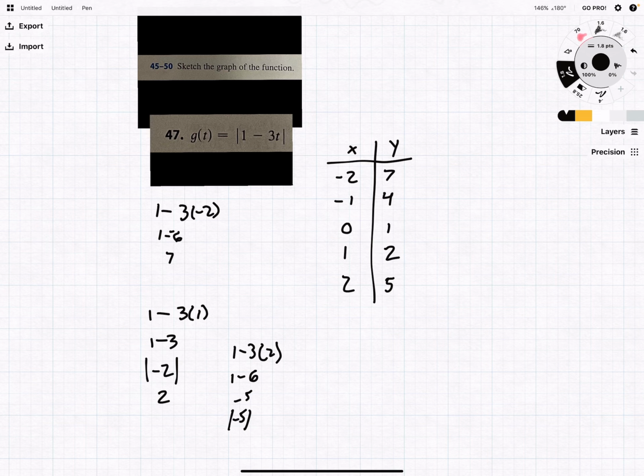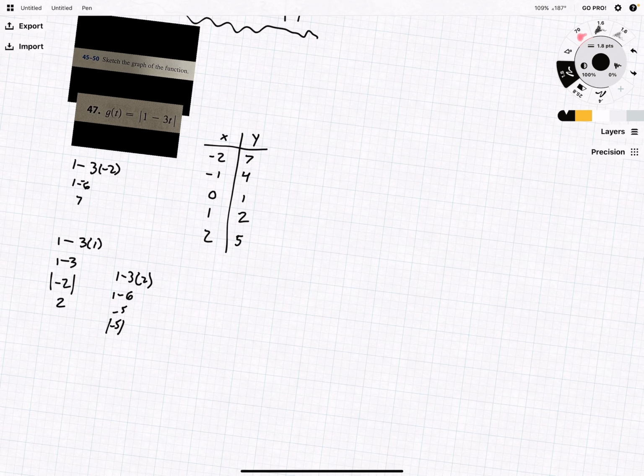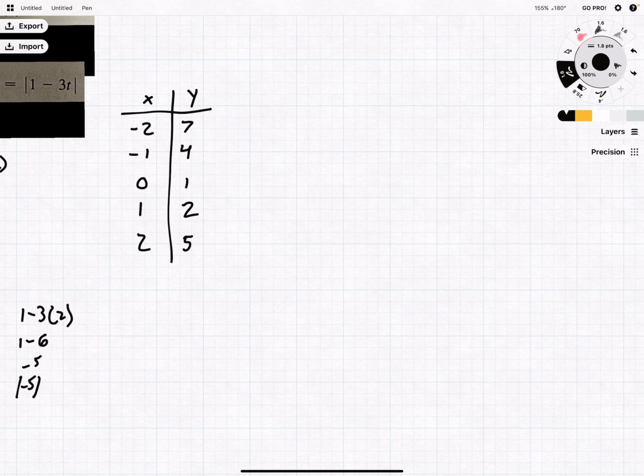Now, there is one key thing missing from this. So we have our table of values, and let's just sketch this out really quick. So we have this function. Let me make this a little bit bigger so it's easier to see.